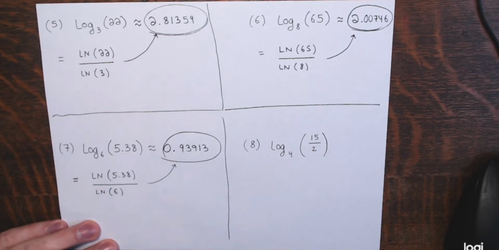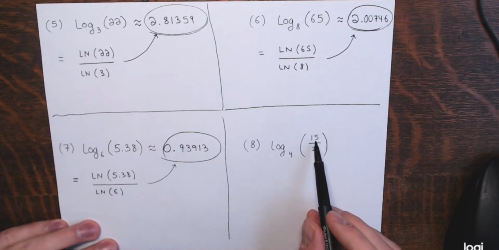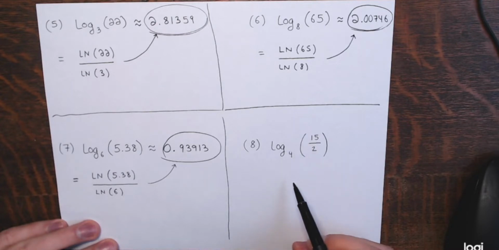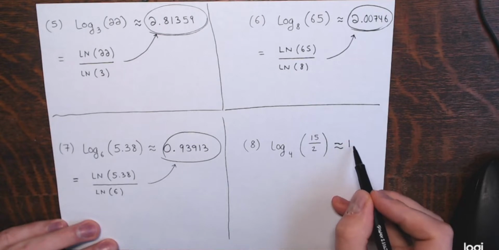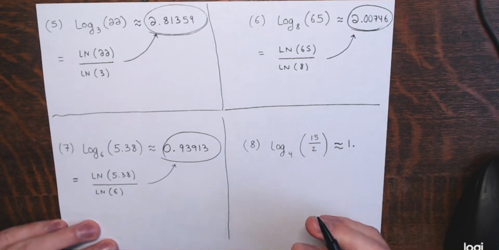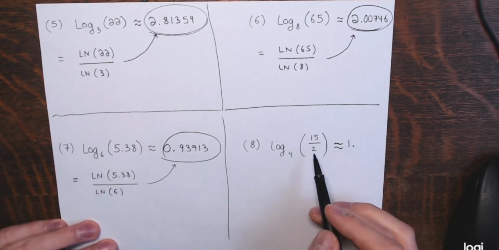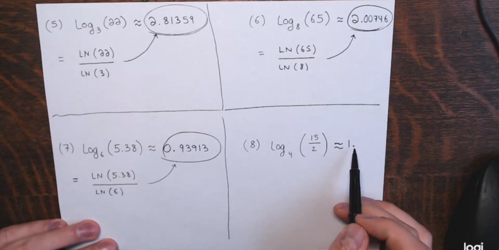This 8th example, log base 4 of 15 halves, right? If you write that as a decimal, that would be 7.5. So this is going to be about 1 point. This is between 1 and 2. Because 4 to the first is 4. 4 squared is 16. 7.5 is between those. And this is going to be the power we're raising 4 to is between 1 and 2.